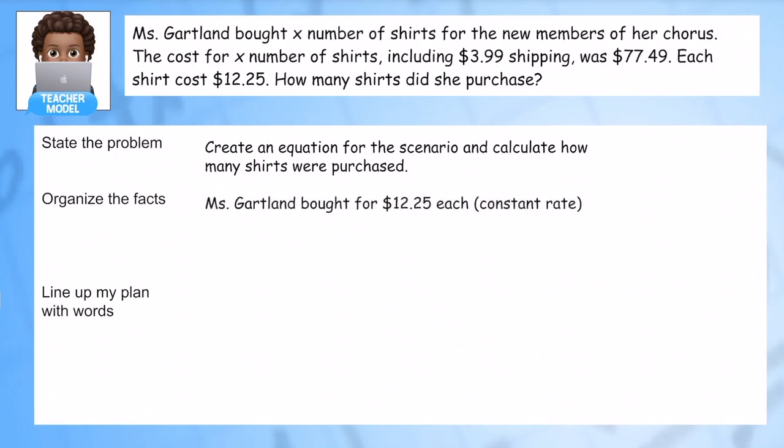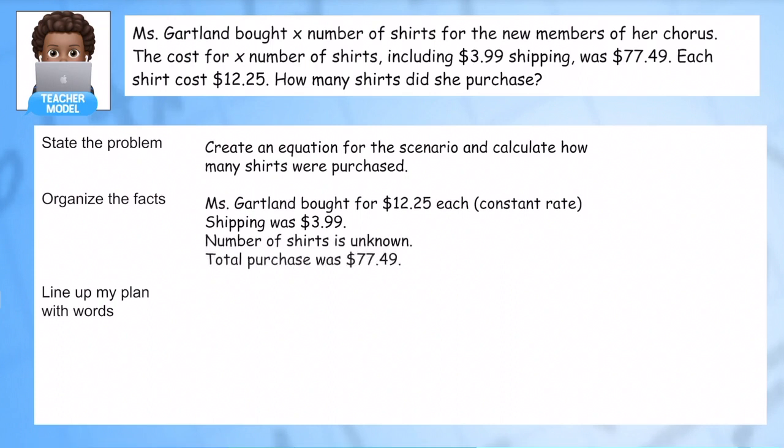We know how much the shirts cost. Every single shirt was $12.25, so that's a constant rate. We know the shipping was $3.99, and that's a shipping fee, meaning it's a one-time fee for everything you buy. We don't know the number of shirts, so that's going to be our variable, but we do know the total purchase was $77.49. So just from here, we can recognize our A, B, and C.